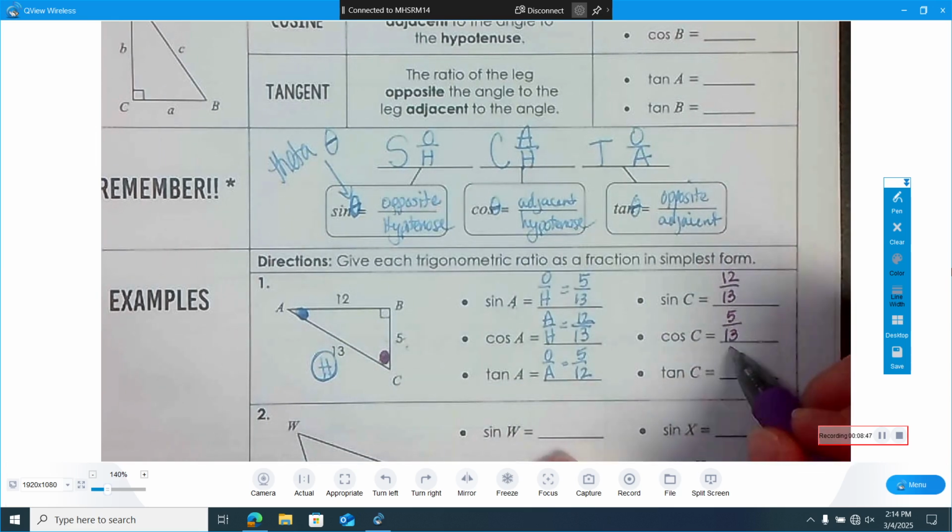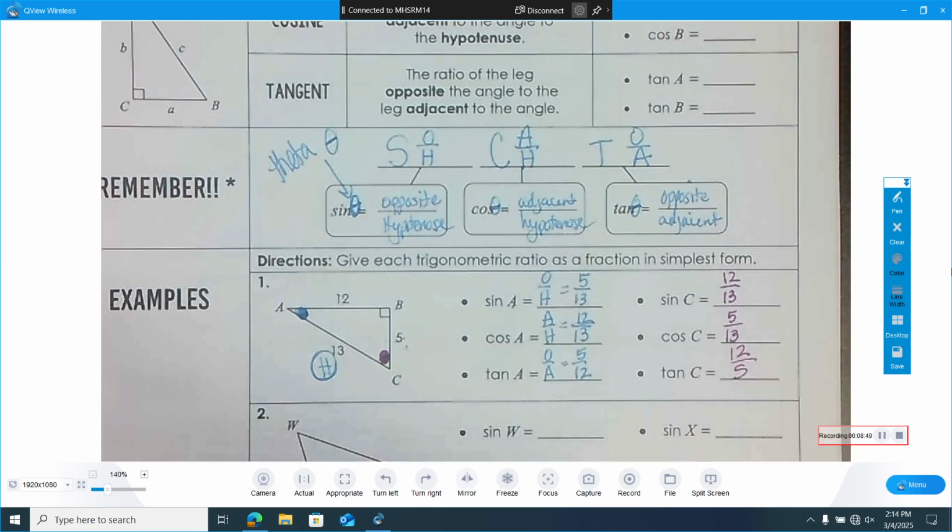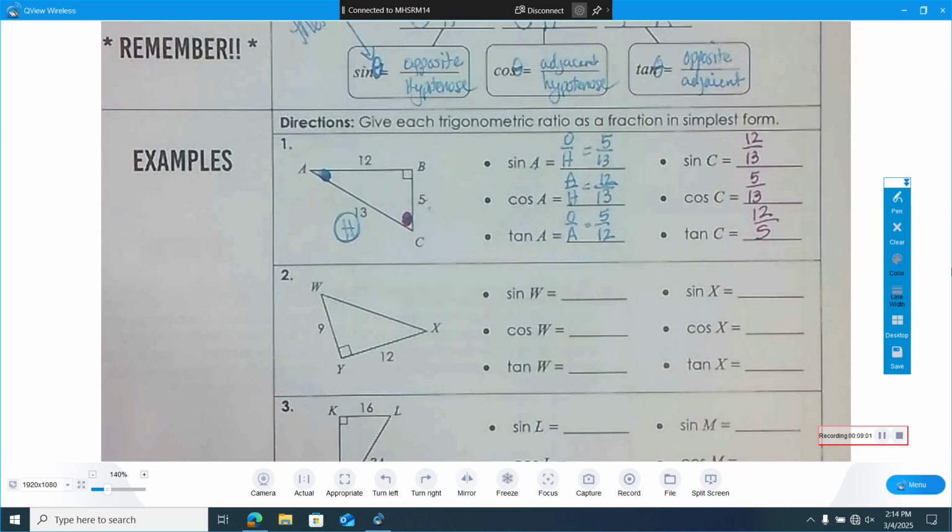12 over 5. So wait, sine and cosine can be flipped. And then tangent, you just flip the denominator and the numerator. Yeah, that's a lesson for Algebra 2. Oh, that's actually easy. Yeah, it's not too bad.